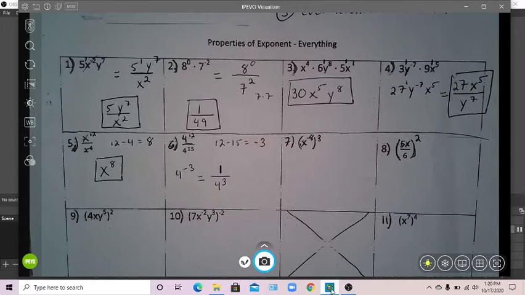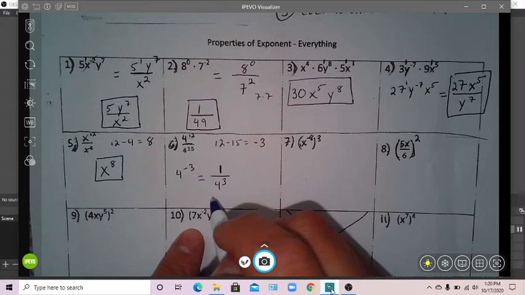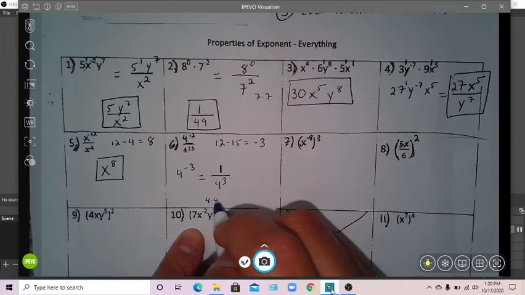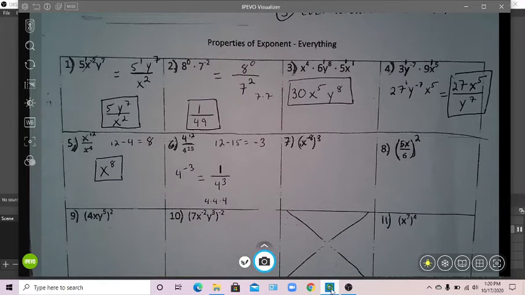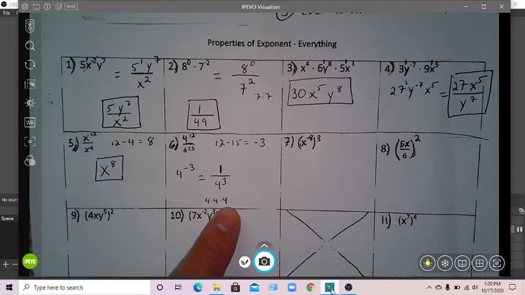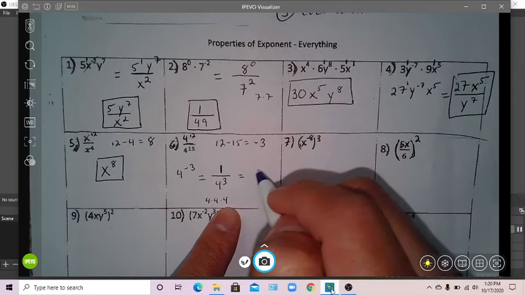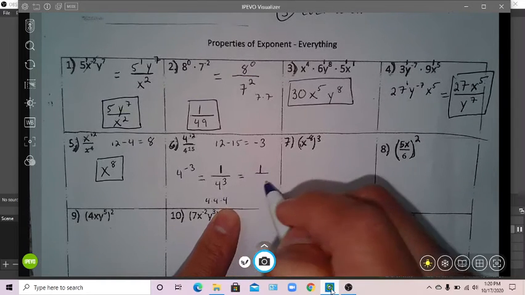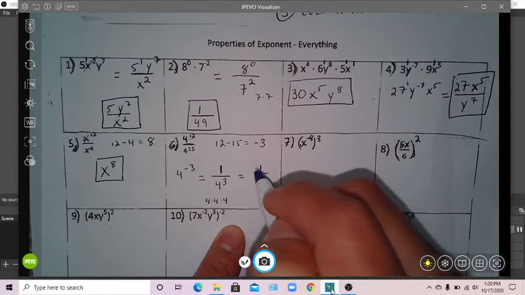Okay. Alright, so 4 to the positive 3, well, I know that's 4 times 4 times 4. You can do that in your calculator. Okay, 4 times 4 is 16. 16 times 4 is 64. So 1 over, and then 4 to the positive 3 is 64.